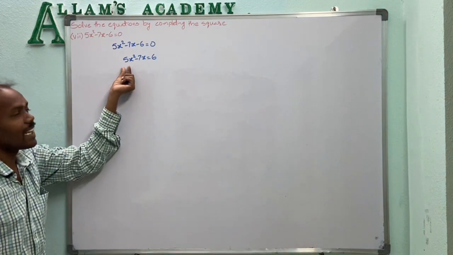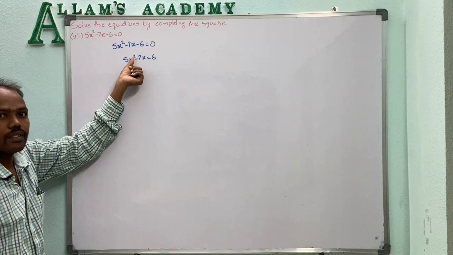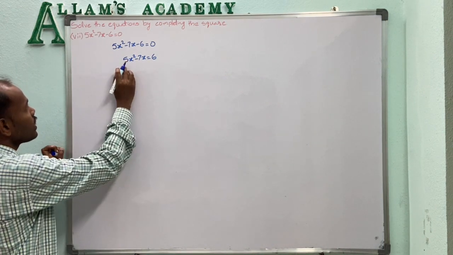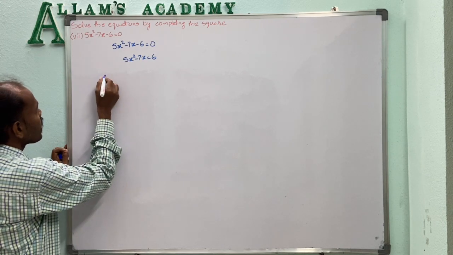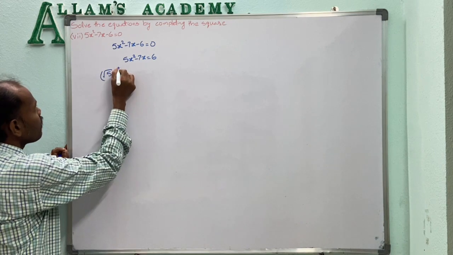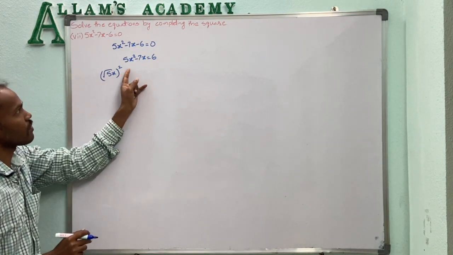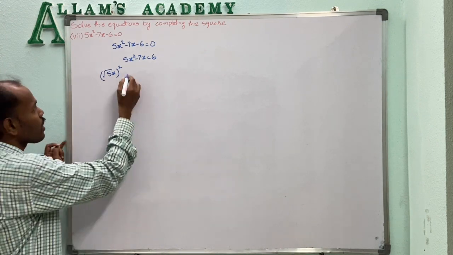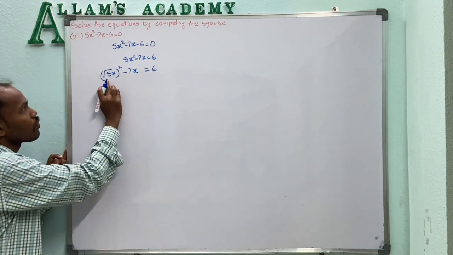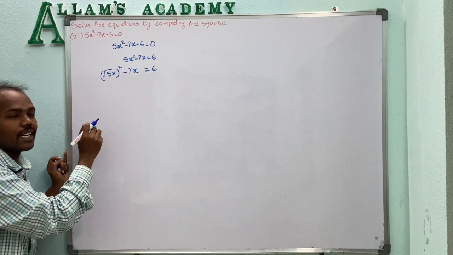Now here the a term we have to write. 5x² is given, so the a² term we want to write. That means 5x² can be written as (√5x)². Here (√5)² is nothing but 5 only, times x². Now it becomes the a² term, -7x equal to the b term. Here (√5x)² is the a term. Next we have to write the b term.